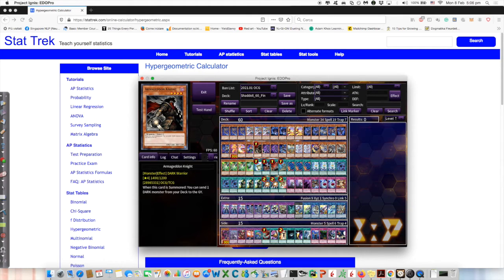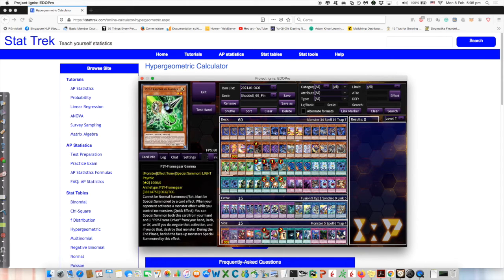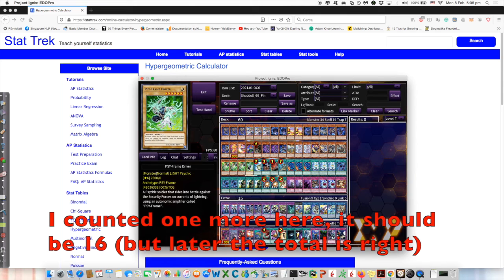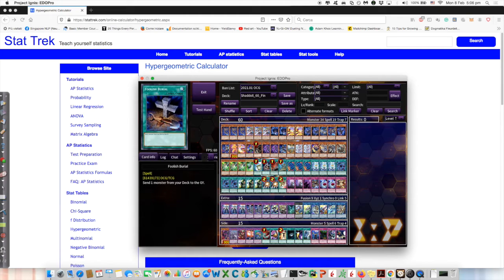So we have 4, 5, and 6 because this will get access to Honest Neos. 7, 8, 9, right? 10, 11, 12. Then we have these 4, so we have 17. Instant Fusion, yes, because we can get Madragon that can become light. 18. 19, Foolish, is like Armageddon.